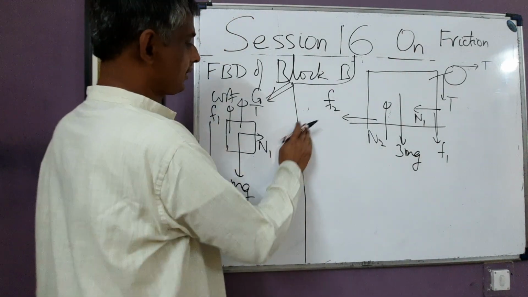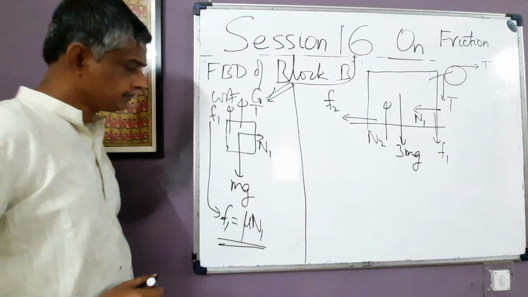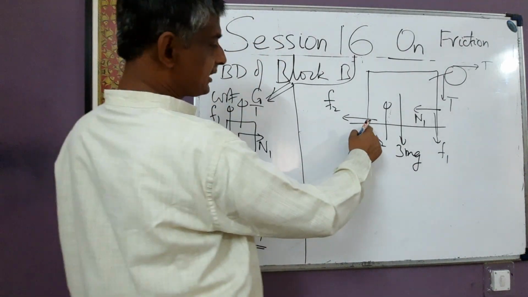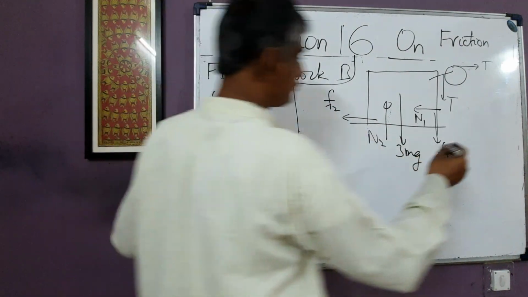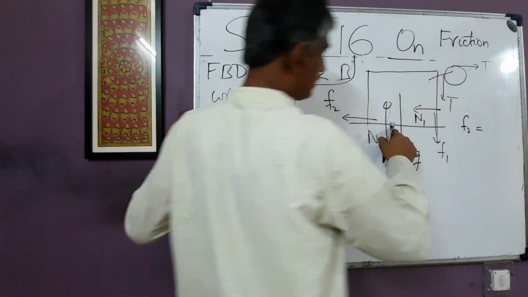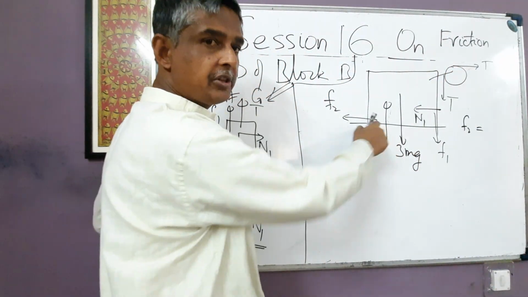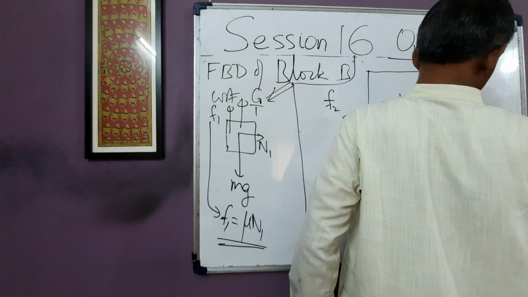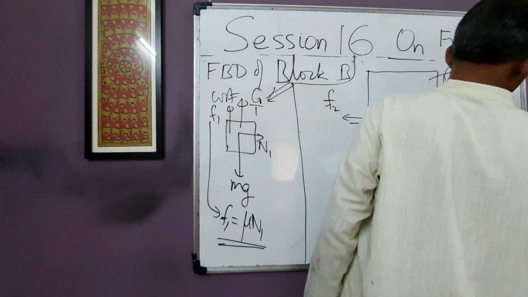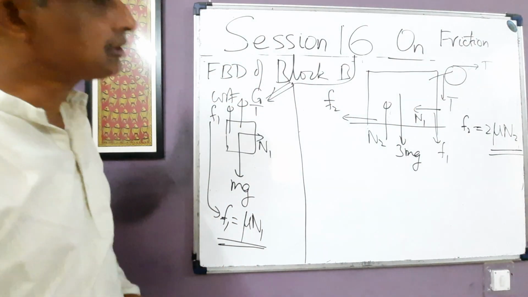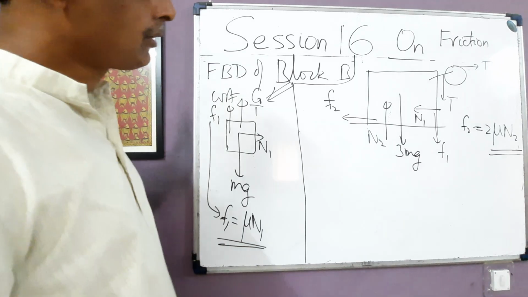Alright. All the free bodies have been drawn. Now here slipping is taking place between ground and the wedge. So F2 is equal to friction coefficient into N2. Here friction coefficient is 2 mu. So F2 becomes 2 mu into N2.